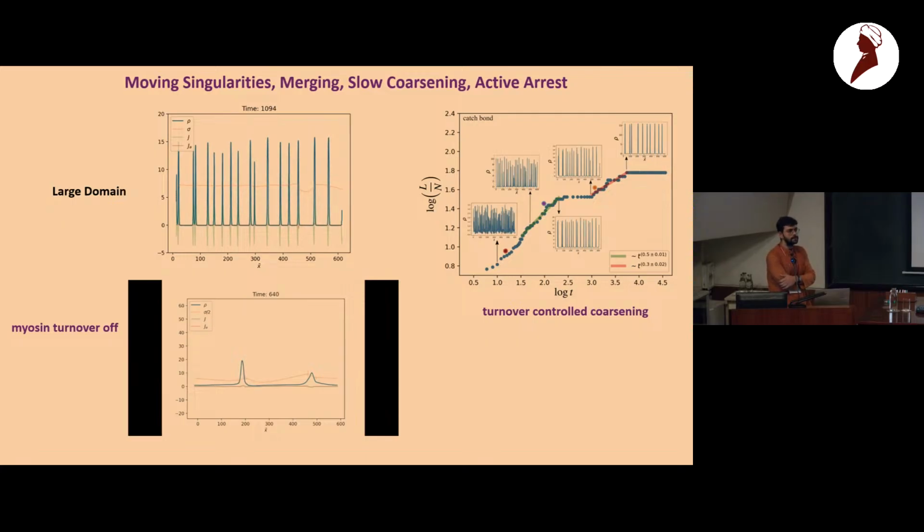Yes, so we can discuss this later. So this rate that you are seeing, these numbers, 0.5, 0.3, really depend on my myosin unbinding binding dynamics. So these exponents will change if I take a different unbinding rate.